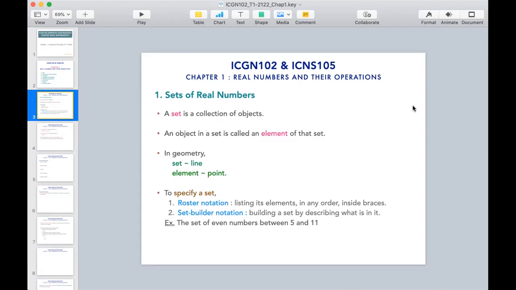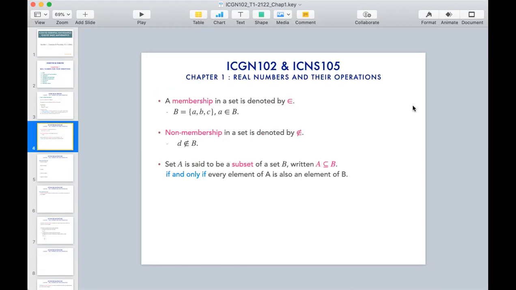Now, let's continue. When we talk about membership in a set, it's denoted by the symbol here. Can somebody tell me what we call this one? It looks similar to E, right? But actually this is a Greek letter. We call it epsilon. We denote the membership by using epsilon.